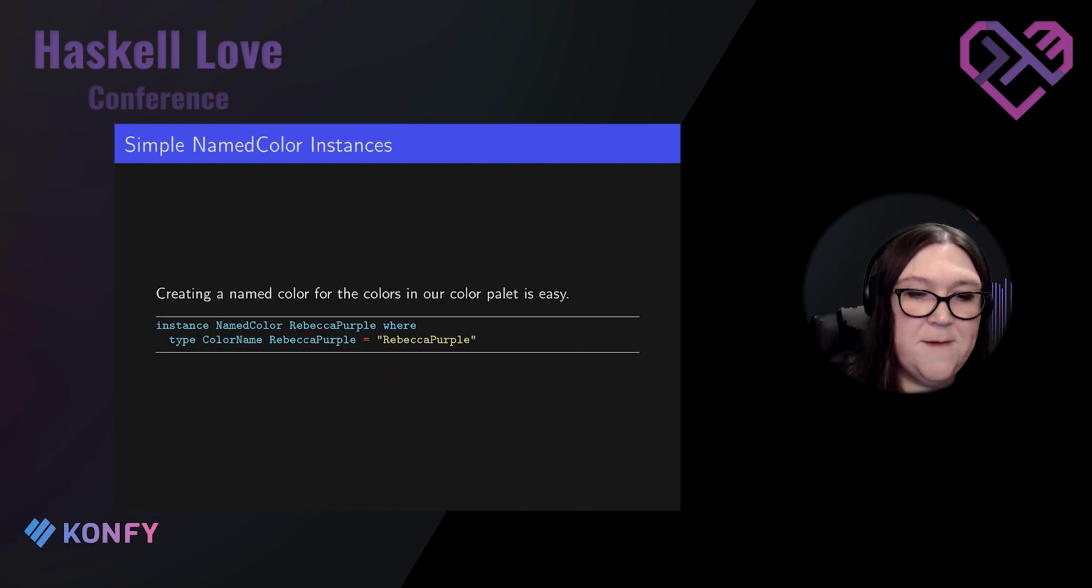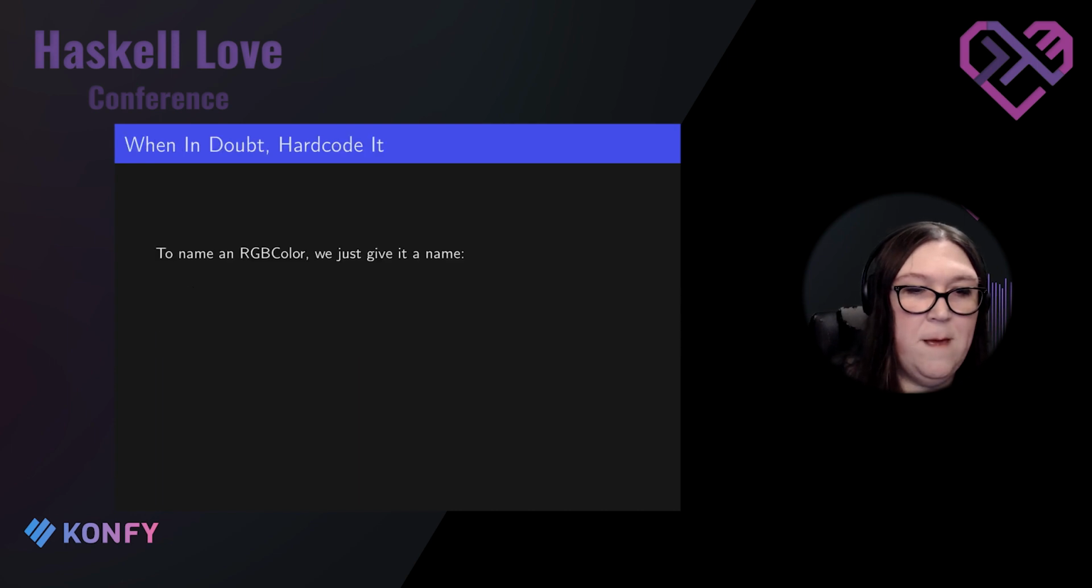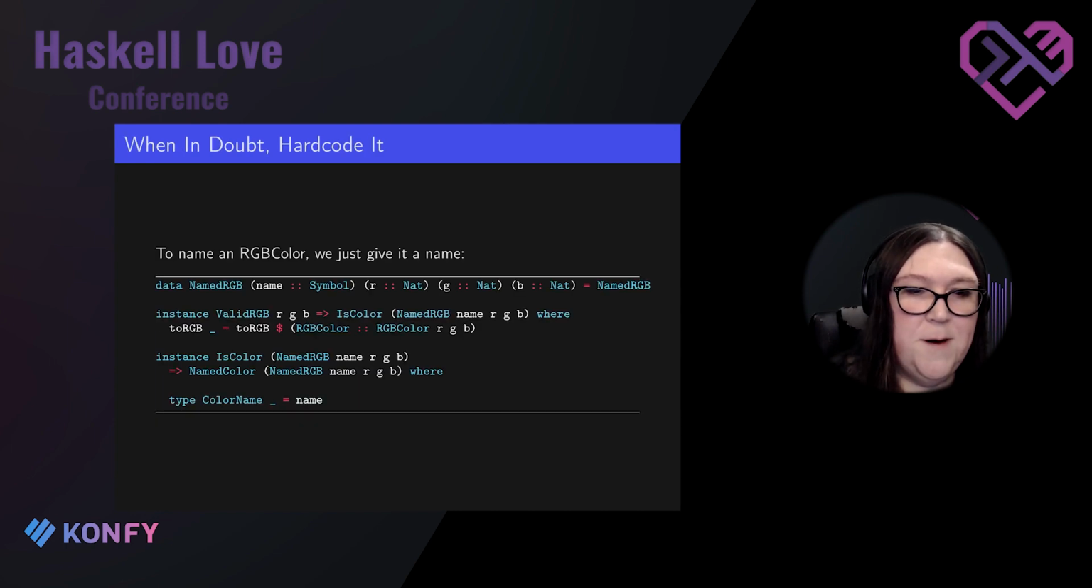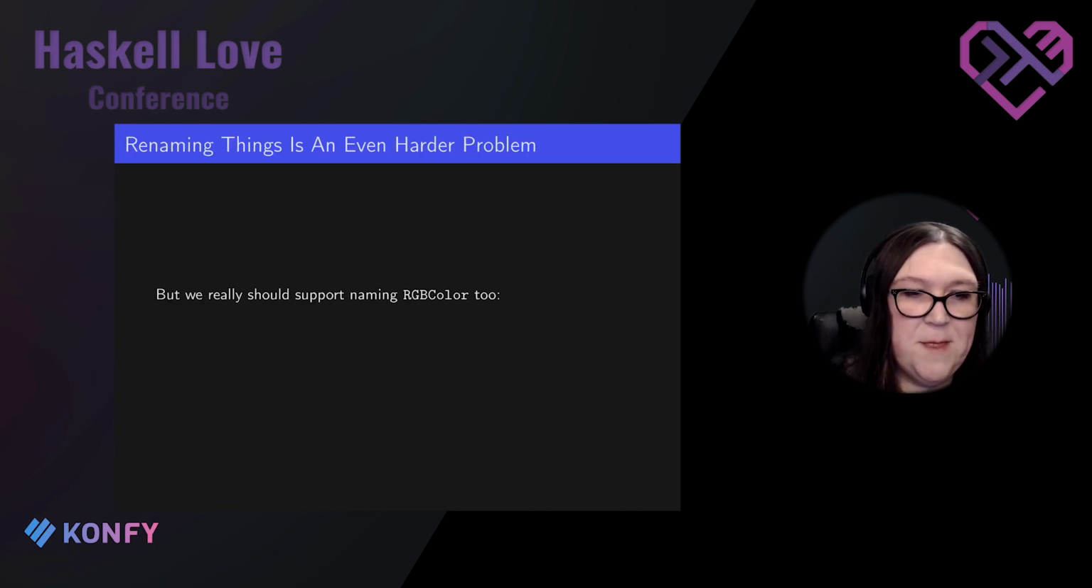And again, creating instances for our X11 colors, it's just hard coding, right? The ColorName of RebeccaPurple is just the type level string "RebeccaPurple". That's a Symbol, not a runtime value here. For an RGB color, we can also give it a name, and it's a little bit more code, but it's really not too bad. We're just taking an extra type parameter. We're calling it symbol. And then we just define toRGB the same way that we did for our unnamed version. And giving it a color name is just passing that name parameter along. So this works. It's a little bit verbose, but it's not too bad to deal with.